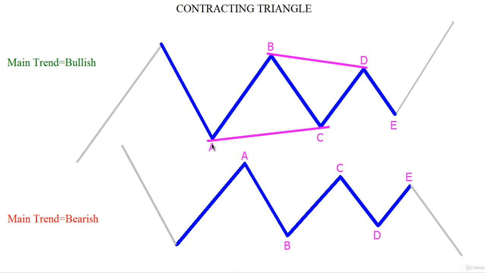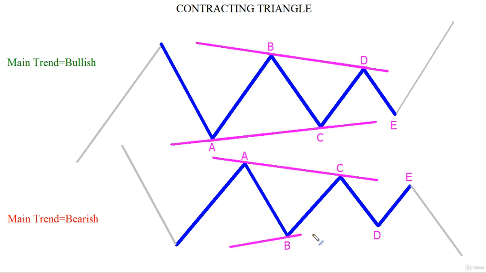And when we extend these lines like this, they should converge, right? They should come closer to each other as time passes by. They should contract. That's why it's called a contracting triangle. Similarly, in this bearish market, we connect the endpoint of wave A with the endpoint of wave C, and we connect the endpoint of wave B with the endpoint of wave D. The AC trend line and the BD trend line should contract.